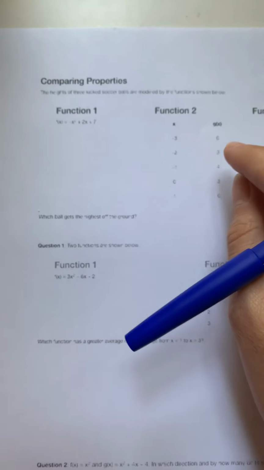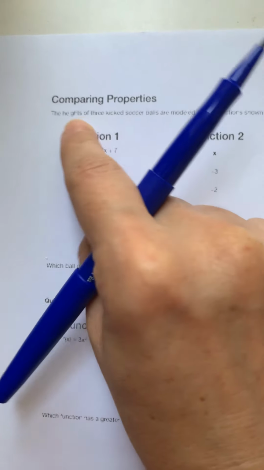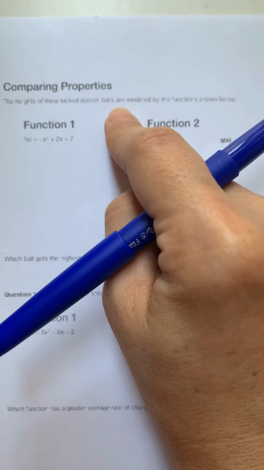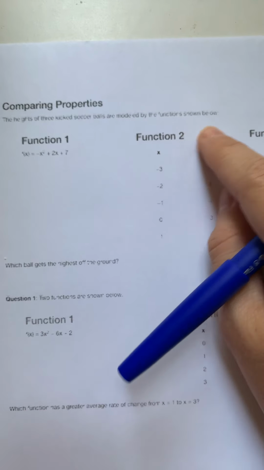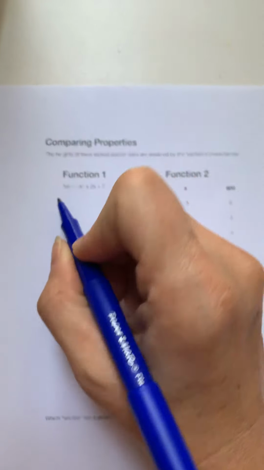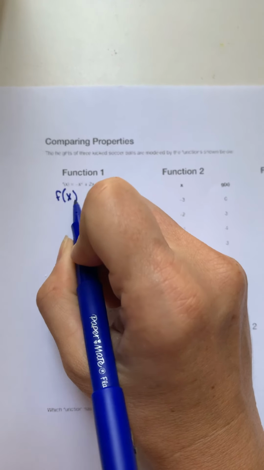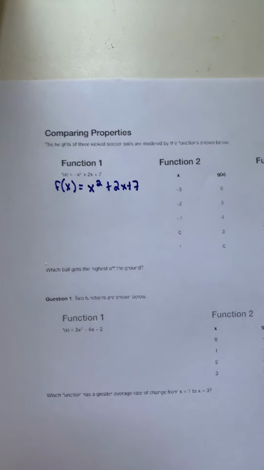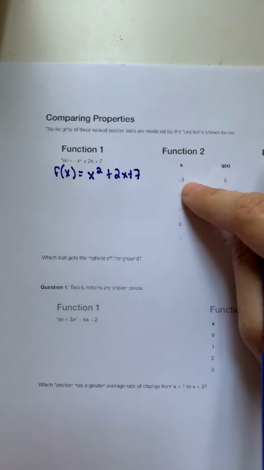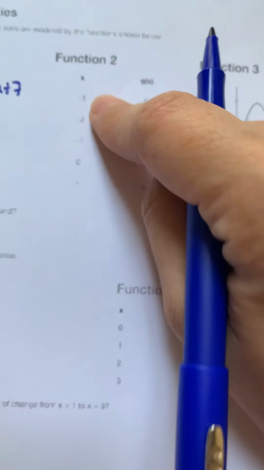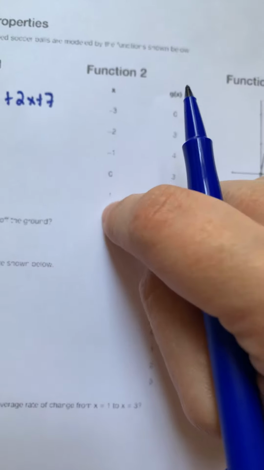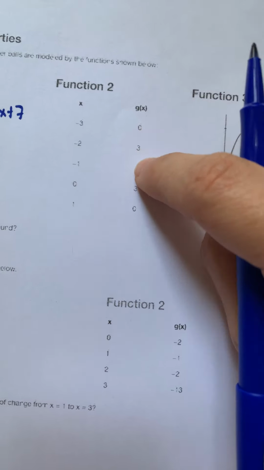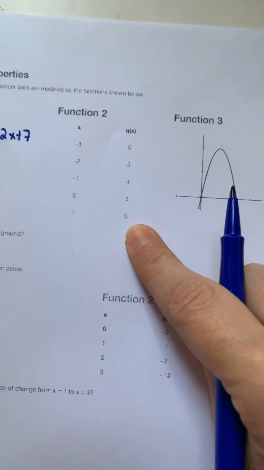I know my ink is apparently getting low, but I'll read through these for you. The height of 3 kicked soccer balls are modeled by the functions shown below. We have function 1, which says f of x equals x squared plus 2x plus 7. Function 2, we've got values of x going from -3 straight up to 1. My values of y start at 0, go up to 4, and then go back down to 0.